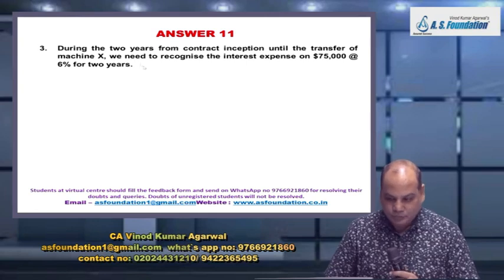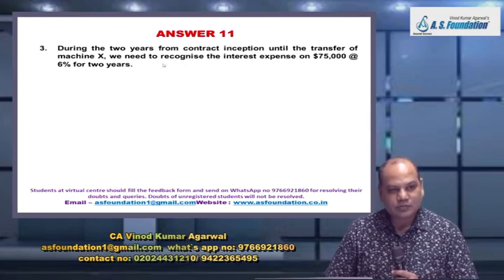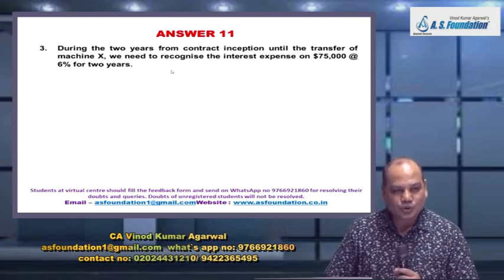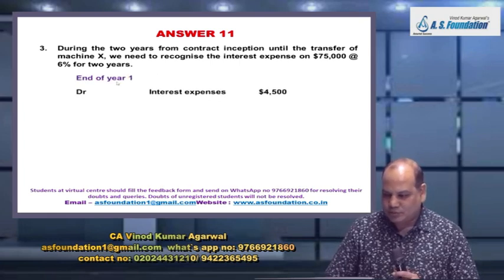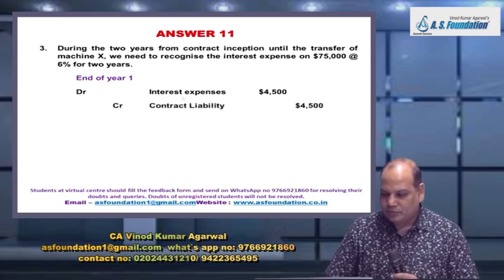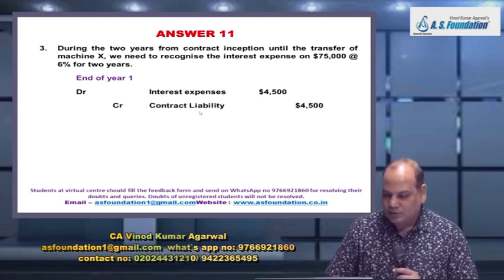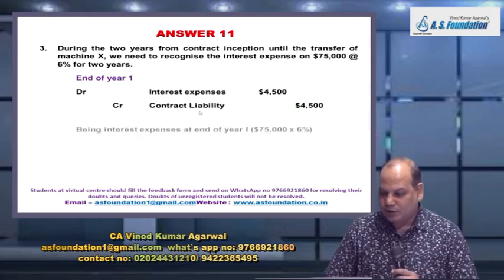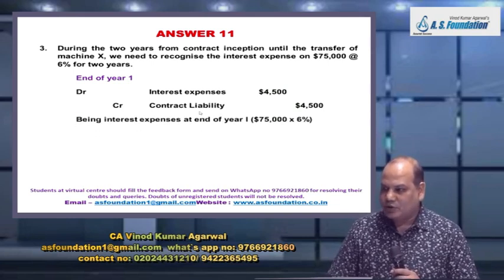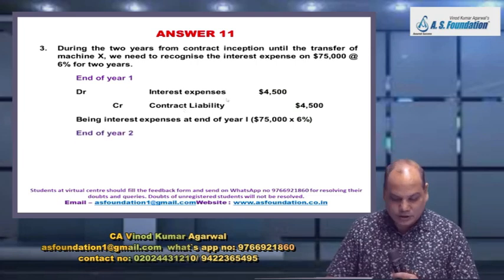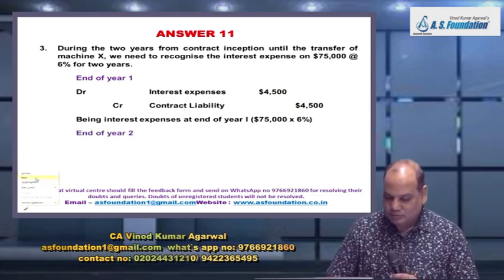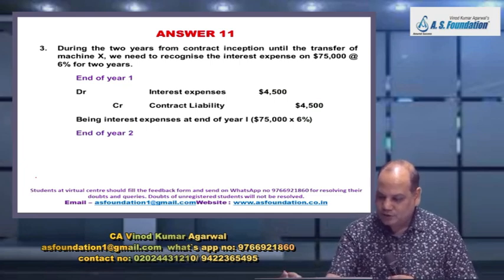Now what happened? There is no other transaction in this year, but there is a significant financing element involved here. The customer has given you advance. It is like a loan given to you. So you have to pay interest for 2 years. First year interest will be interest expense account debit to contract liability 4500. Check the calculation. Is it right? Yes. This interest expense you write in bracket P&L account. Unwinding of discount.